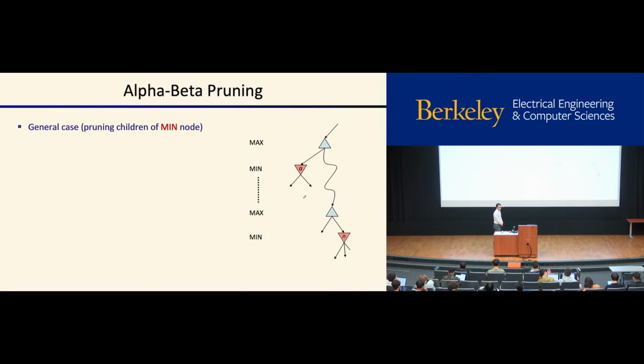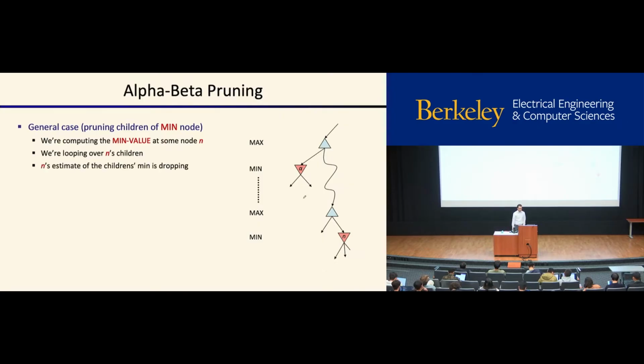Let's focus on the general case where we have a min node. We can deal with the max node in a second; it'll just be the reverse. So we have a min node. We're computing the min value at some node, n. n is down here, the last one in the tree. We're expanding n's children, looking at all of them. We're estimating the minimum. The minimum could potentially be going down, or staying the same, depending on which children we're opening up. And we want to know, can we prune?